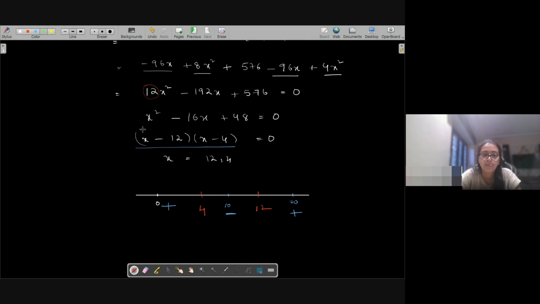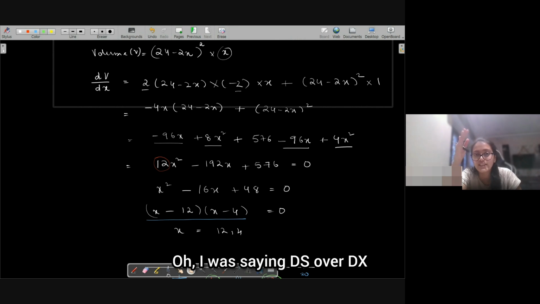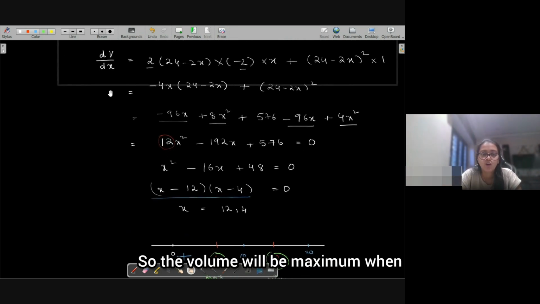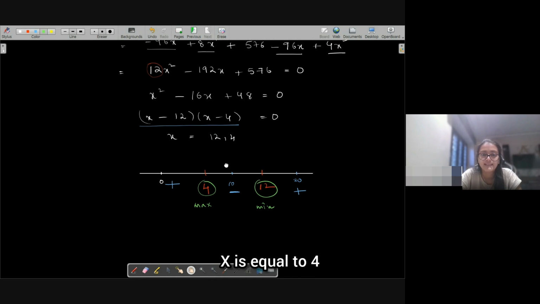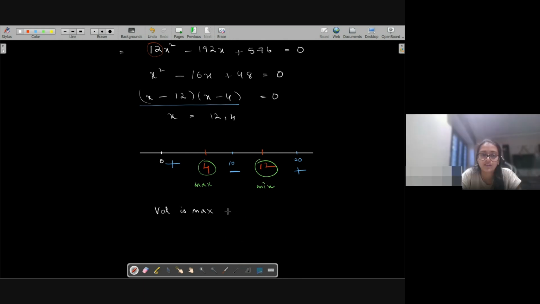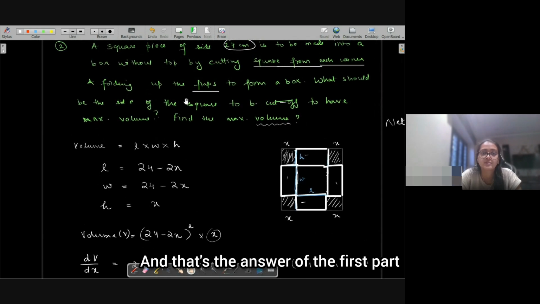So positive, negative, positive. That means this is a point of maxima. This is a point of minima. So that means, I was saying ds over dx, this is dv over dx, the sign of dv over dx. So the volume will be maximum when x is equal to 4. And that's the answer of the first part.